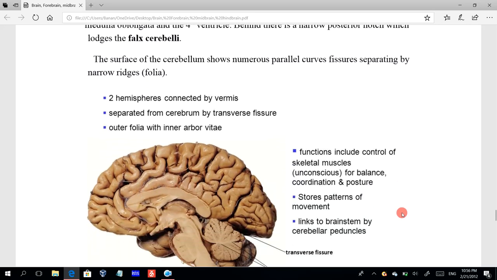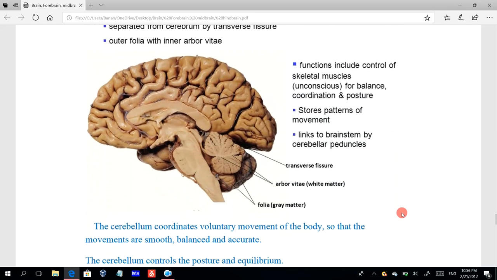This picture shows you the cerebellum and its relation to the pons and medulla oblongata. So the pons and medulla oblongata and the fourth ventricle are in front of the cerebellum.